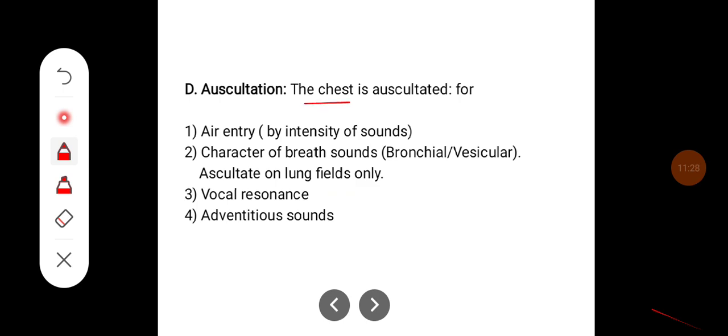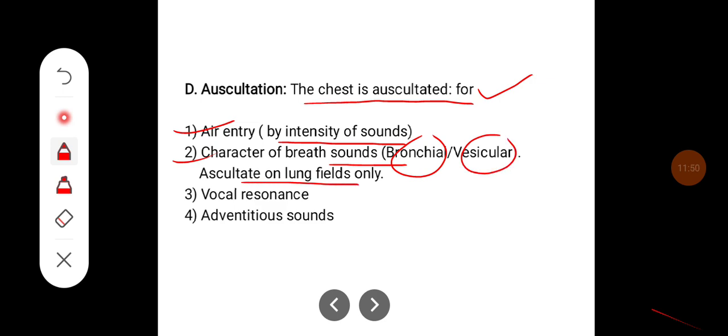For auscultation, you require a stethoscope, and with it you have to auscultate all the lung fields, all 9 areas, where you check the air entry and the intensity of the breath sounds. You have to look for the character of the breath sounds, whether they are bronchial or vesicular, when you are auscultating each lung field. Then you have to look for vocal resonance. It is very similar to tactile vocal fremitus, but the difference is you are hearing the sounds with a stethoscope. Then you have to look for adventitious sounds, or added or abnormal sounds of the lungs.